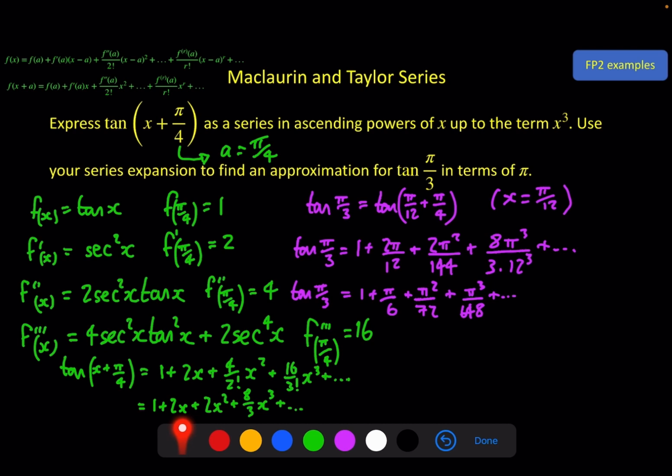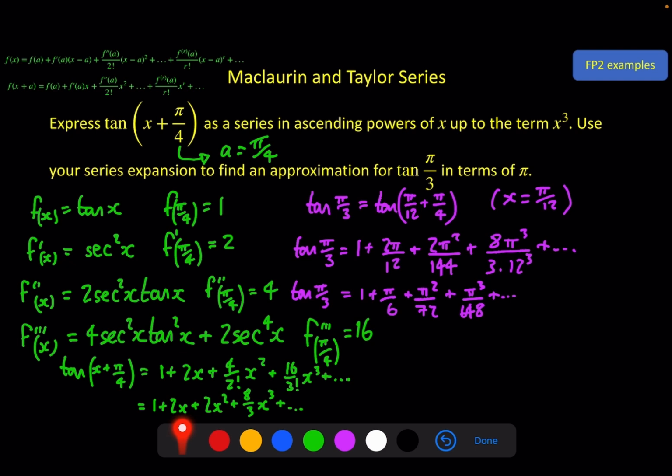Now if you take a moment and think about this, this is really quite amazing, because the tan of pi by 3 is the square root of 3, if you just put that on your calculator. So this is telling us an infinite series in increasing powers of pi for the square root of 3, which begs the question, can all surds be written as an infinite series in terms of increasing powers of pi? That's a question I will leave for you to investigate.